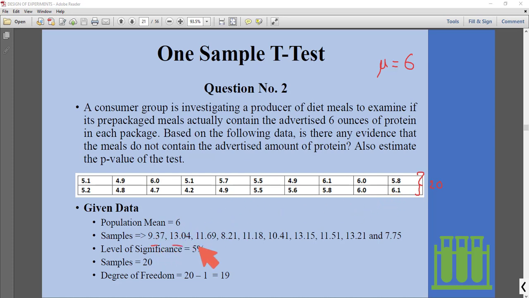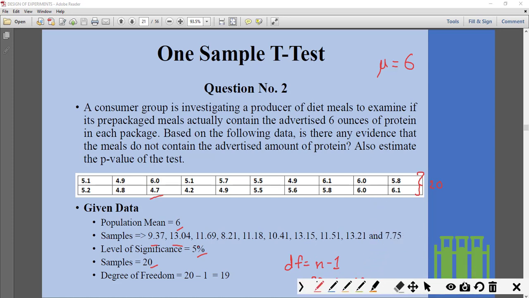Okay, all the values are given. So the number of samples is 20. The level of significance is 5. The population mean is 6. They have given us the population mean 6. And what is the degrees of freedom? Like I told you, degree of freedom is number of samples minus 1. So our number of samples in this case is 20. So our degree of freedom is what? Degree of freedom is 20 minus 1 is equal to 19. Okay. So this is all our given data.